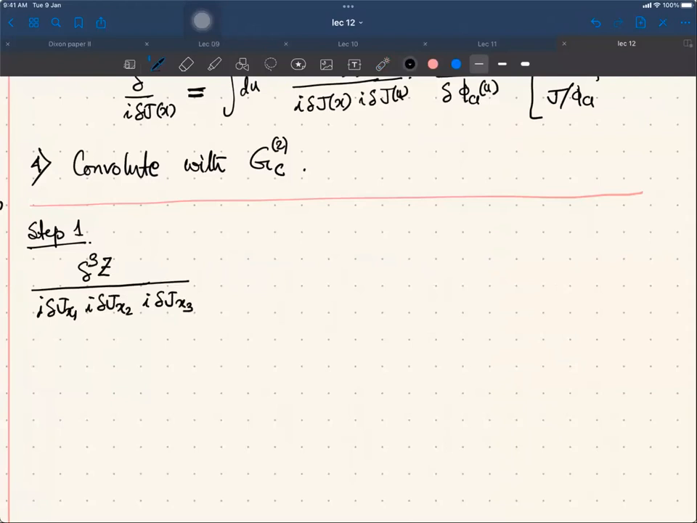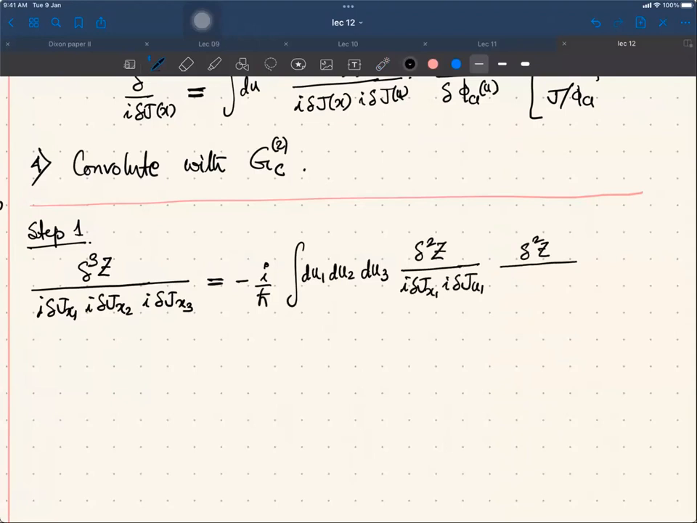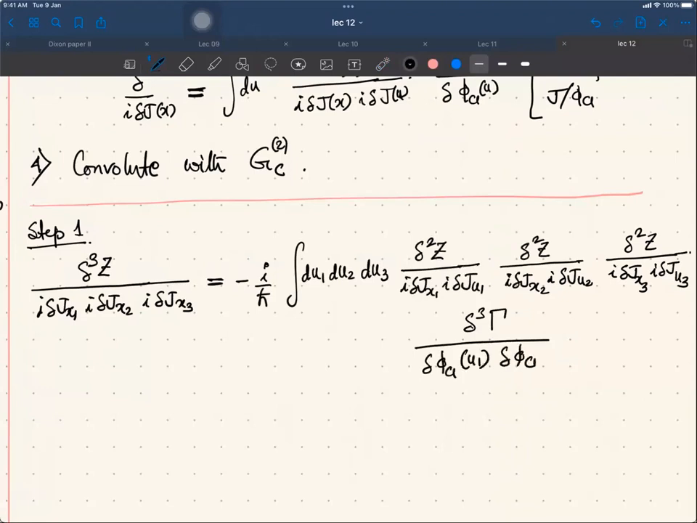I'm using slightly cryptic notations to save space. Minus I over h bar integral du1 du2 du3, then del 2z I del j x1 I del j u1, del 2z I delta j x2 I delta j u2, and del 2z I delta j x3 I delta j u3, times del cube gamma del phi cl u1 u2 u3. Okay, fine.